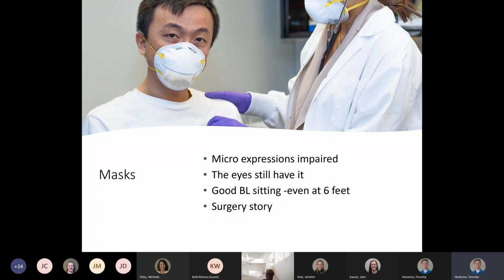There is a surgery story. I was talking about this with Sue Scambati. She's a colorectal surgeon that works at COPIC. And I said, well, you can't tell body language when people have masks on.